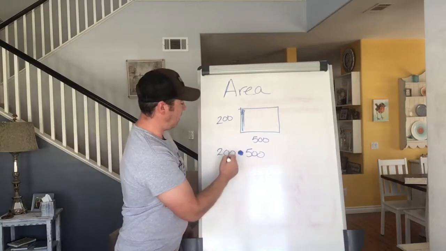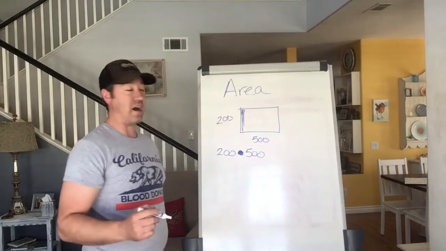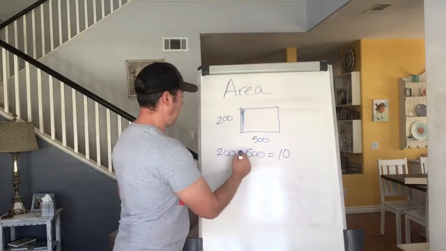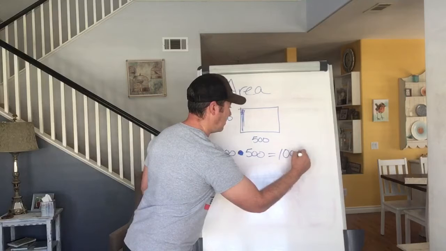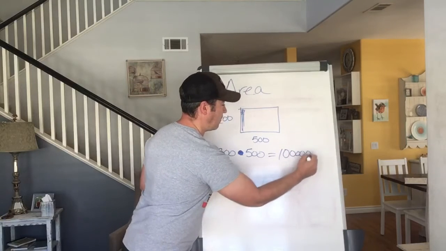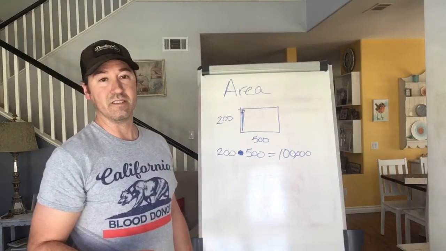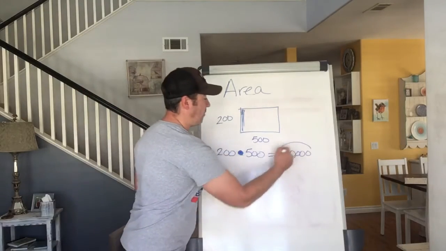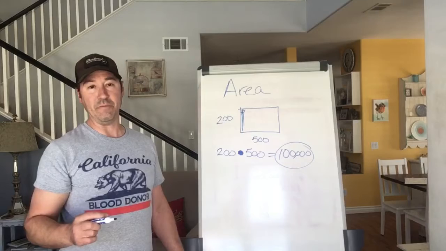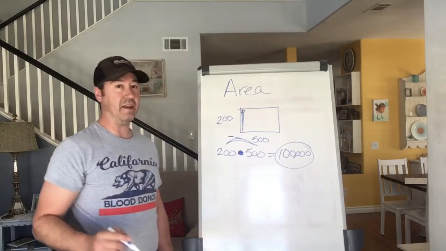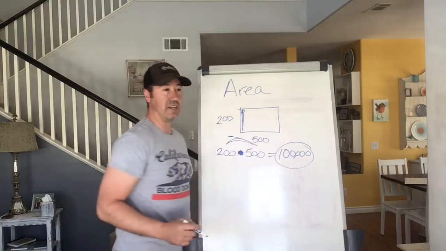So what we've done here is we've got 200 times 500. That would give us, quick calculation, a 10 plus 4 zeros. So we'd have 1, 2, 3, that would be 100,000 squares in there. So we would definitely not want to count 100,000 squares, right? So we're going to use this multiplication format to calculate the area of our rectangles.